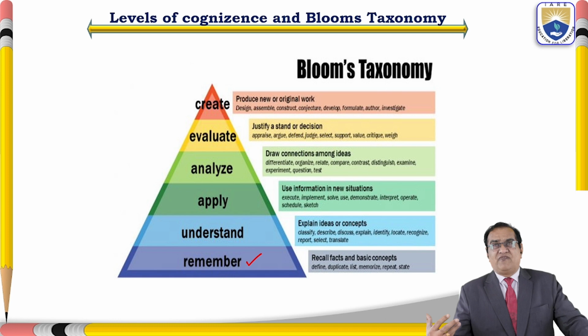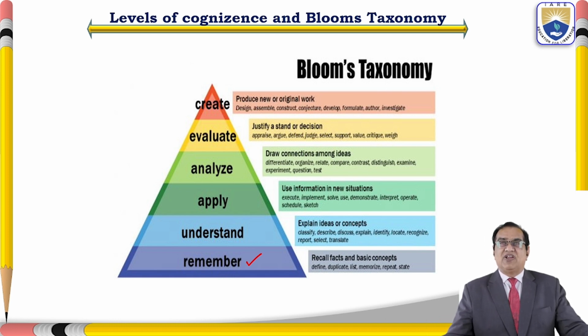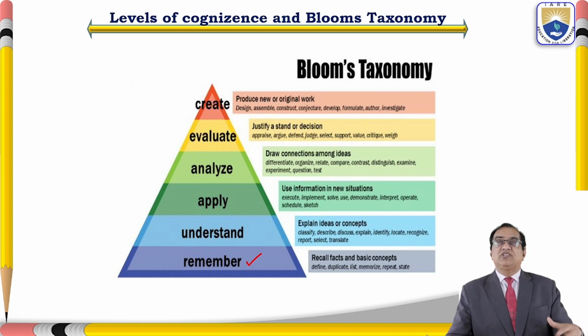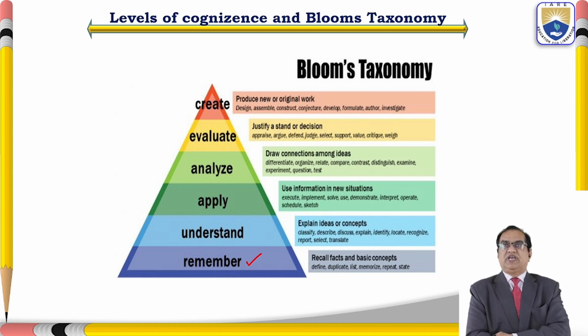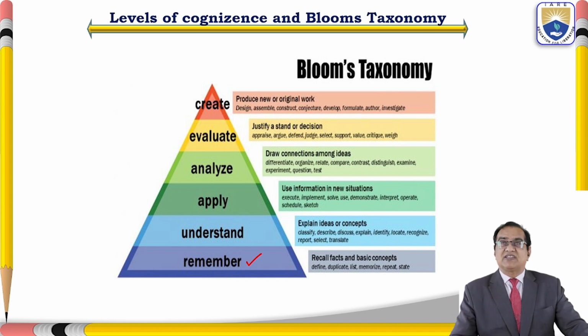Then the final zone is create. After remember, understand, apply, analyze, and evaluate, if you do all these things, whether you are able to make the product, so produce a new or original work. Whatever exists, it is not that; whether you can do something new or not. Here, a few special verbs are there. They are design, assemble, construct, conjecture, develop, formulate, author, investigate.